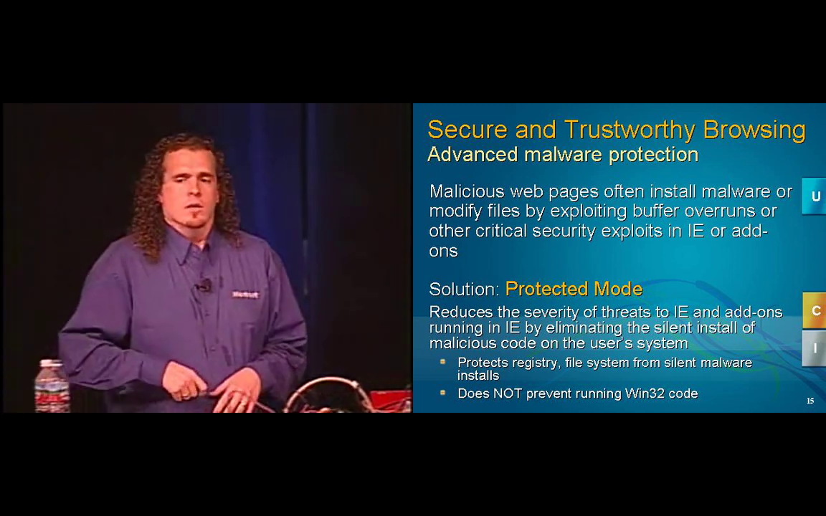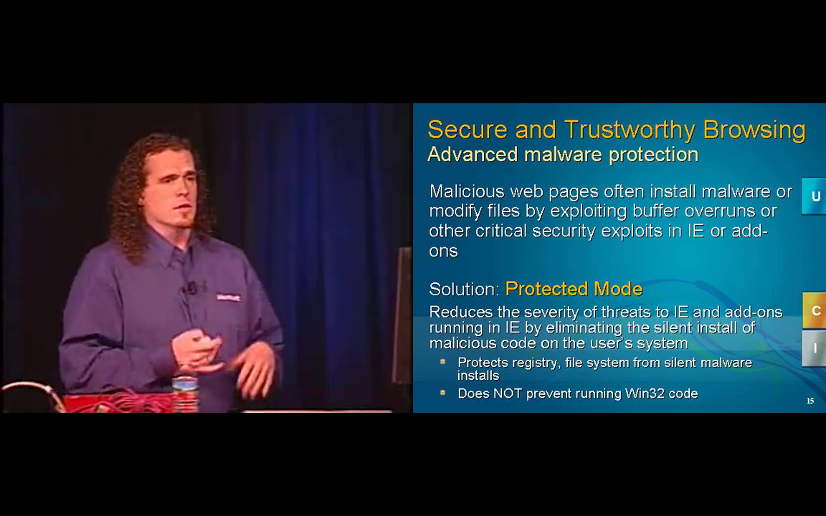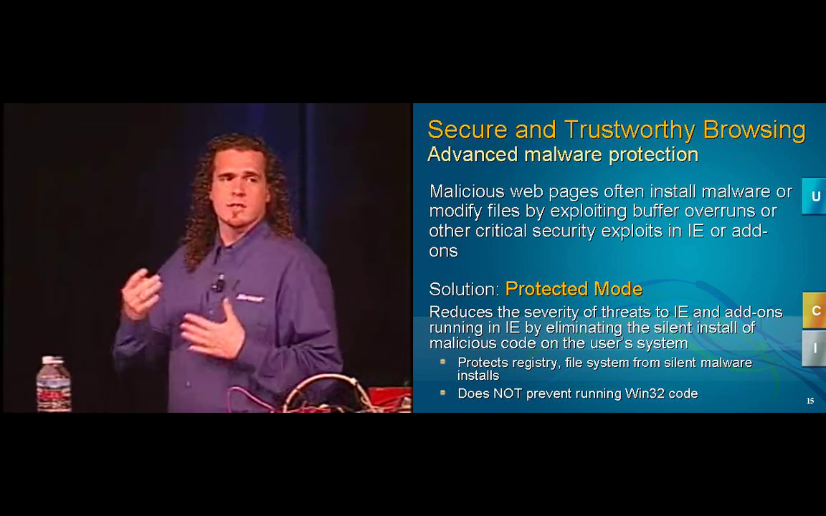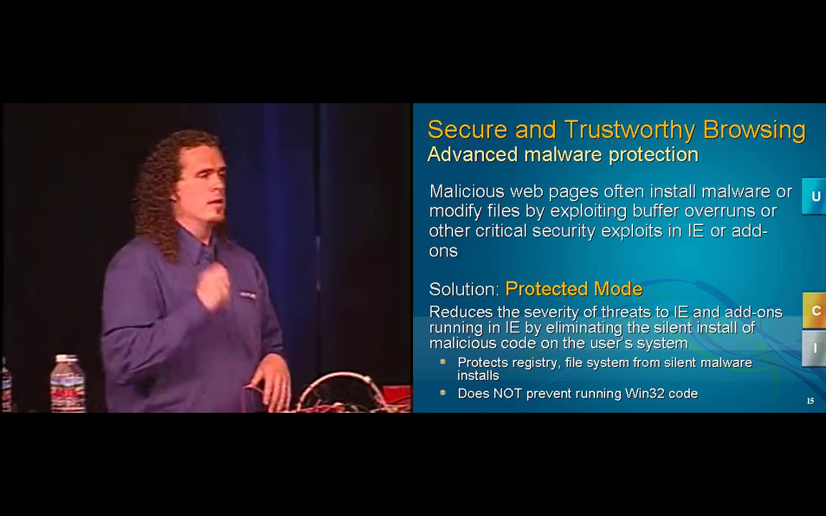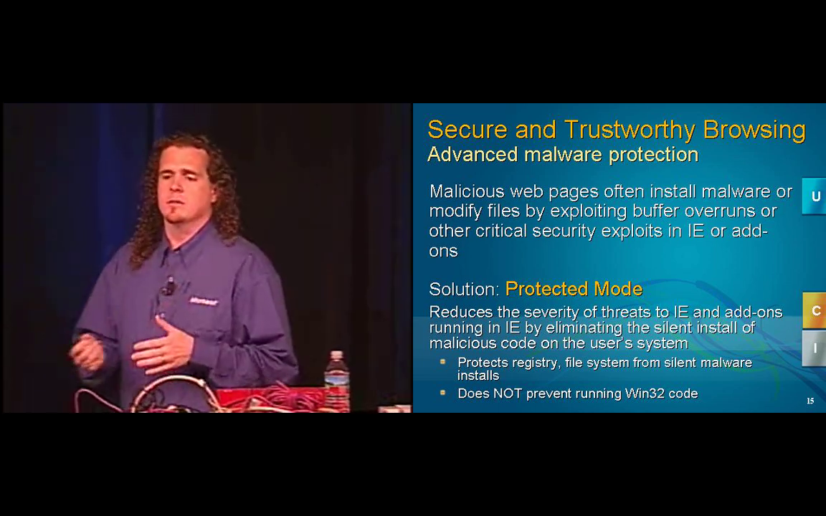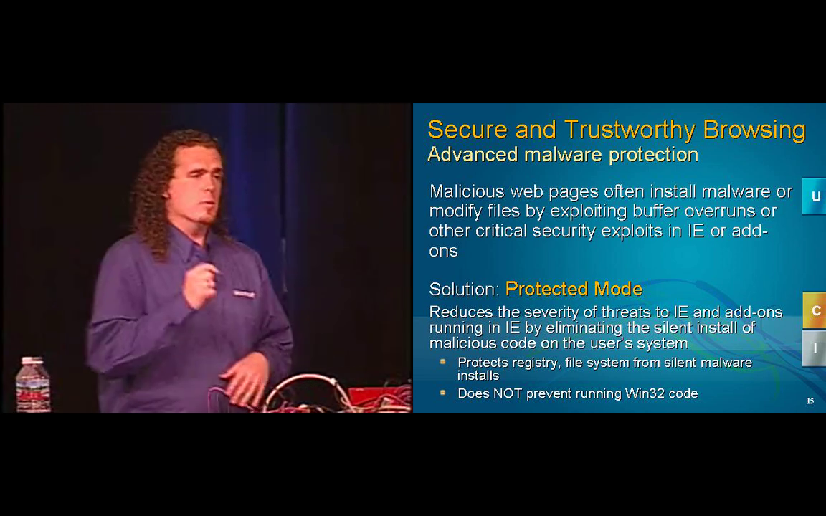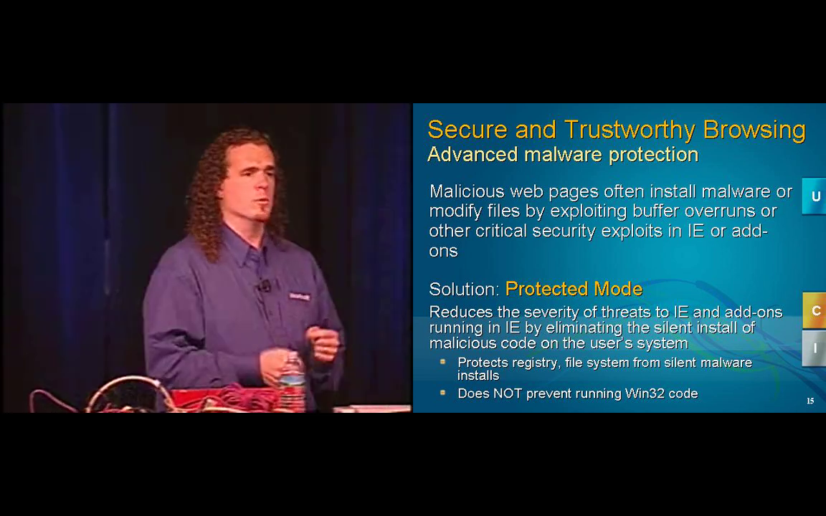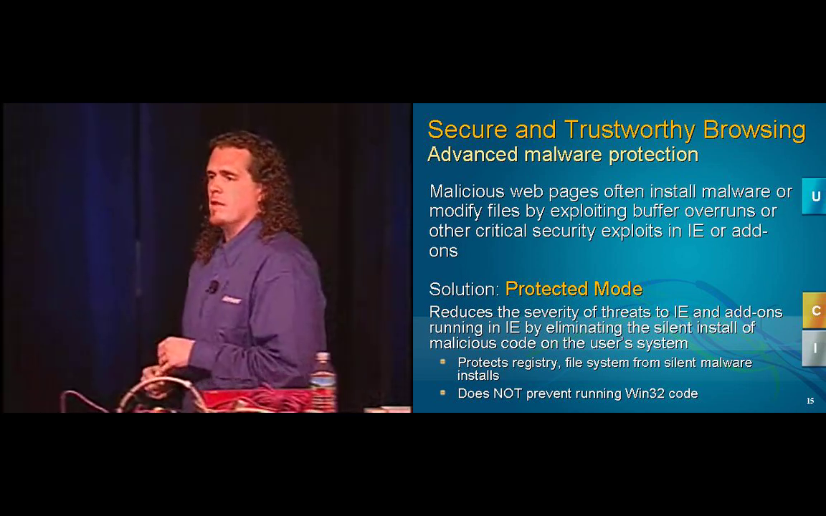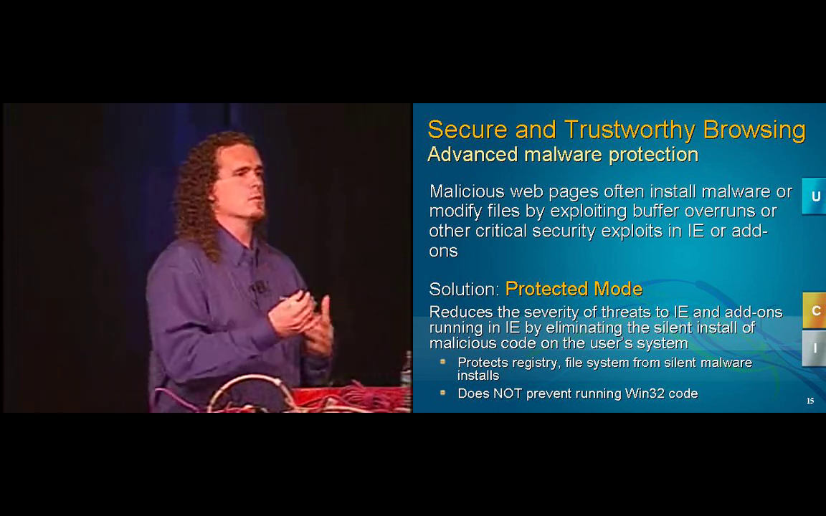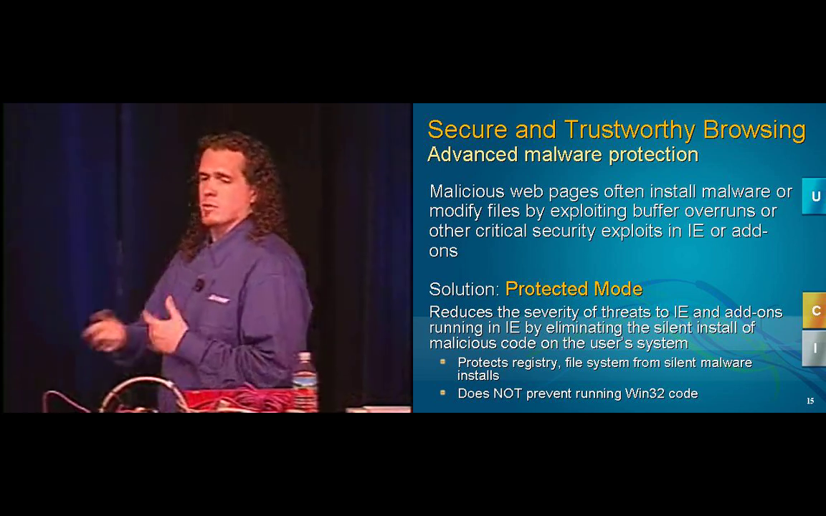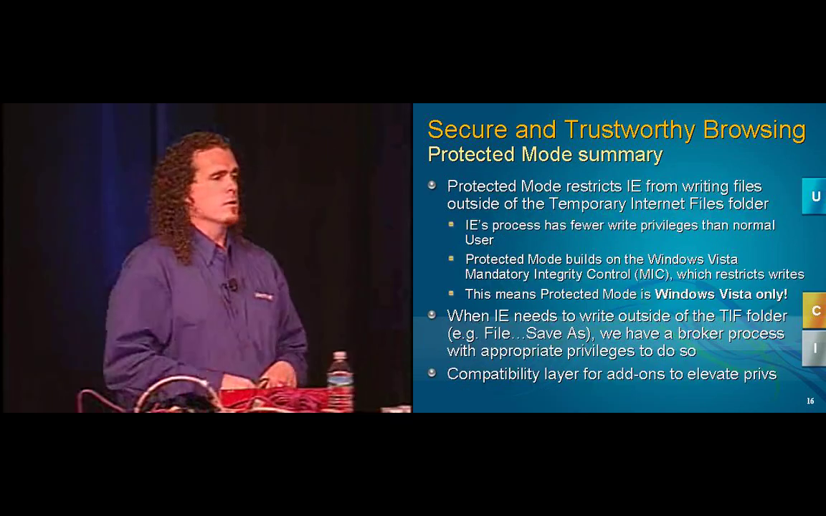So the major thing that we've done to prevent this is what we call protected mode. Protected mode reduces the severity of any threat to IE by eliminating this silent install of malicious code. It protects the registry and the file system from being written to. It doesn't prevent running Win32 code. So if they find an exploitable buffer overrun, for example, they can still exploit that. They could still run Minesweeper or whatever. But they can't write to the system. They can't write to the registry to get an ActiveX control or a browser helper object to run as you're browsing through the web.